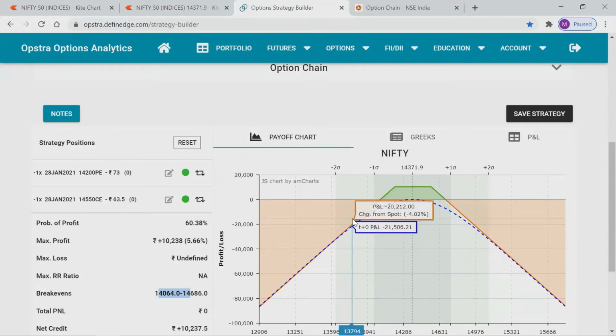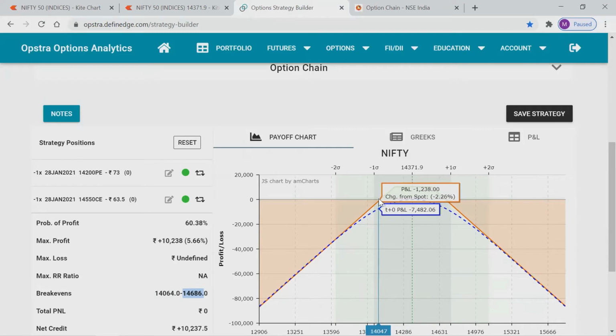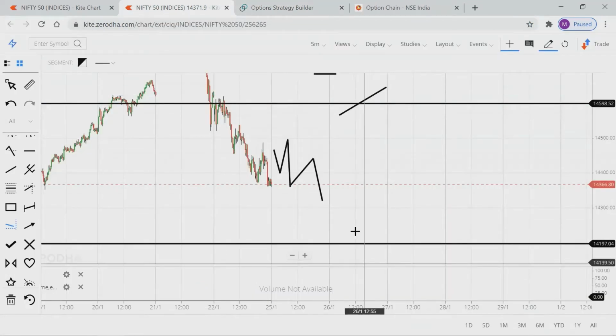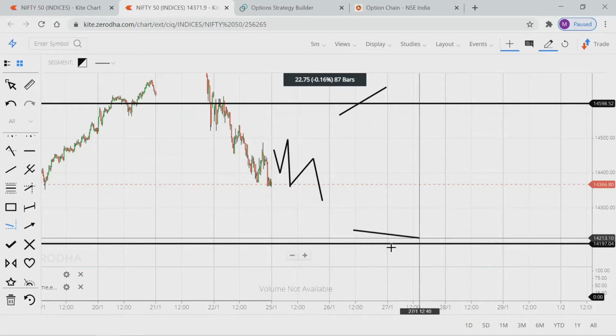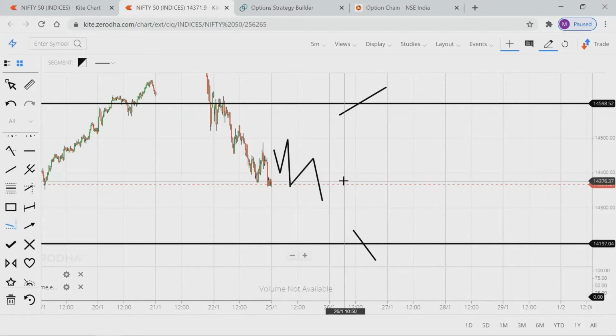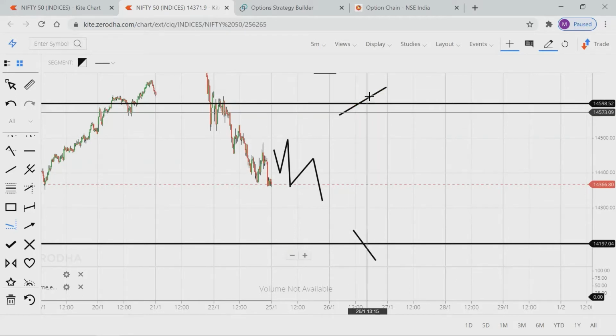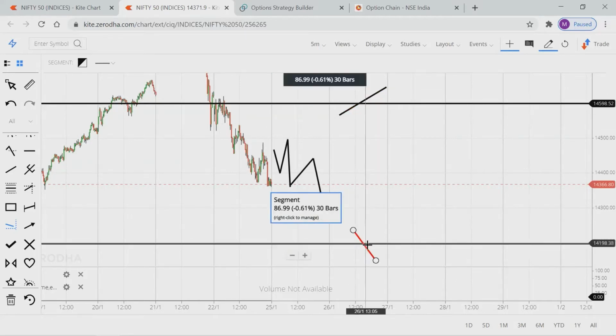I'll be explaining about stop loss rules in the next few minutes. These are the break even points, which are 14,064 and 14,686. Once that point is broken, that means if the market is breaking this point or this point, you'll face losses.